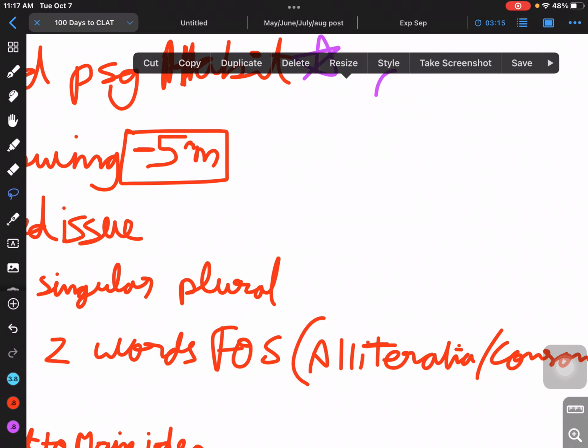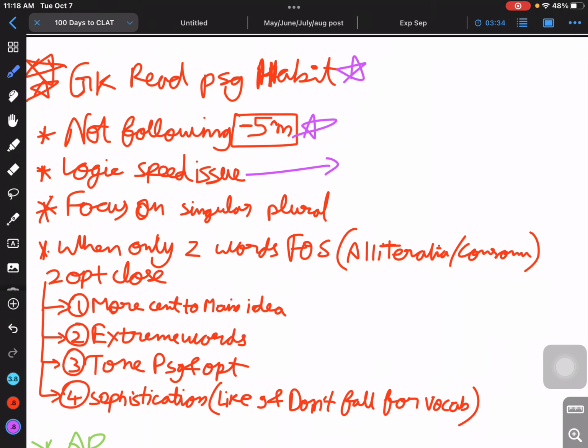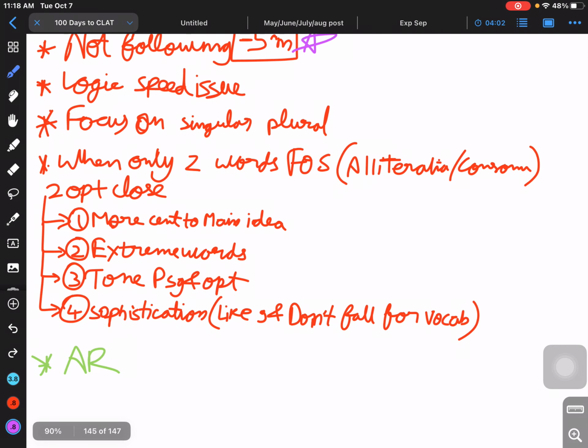In logical reasoning there are speed issues happening, so I would tackle that by giving some sectionals, and I'm doing some stuff for increasing my speed, and I will share it with you guys if at all it works. Focus on singular plural; this is from the perspective of logical reasoning also, and also from the perspective of legal, because in legal I'm not focusing on the wordings of singular plural, and I'm getting a few questions wrong here and there. For example, there was an amendment question, it asked me amendment not amendments, so there I got it wrong, so I would focus on that.